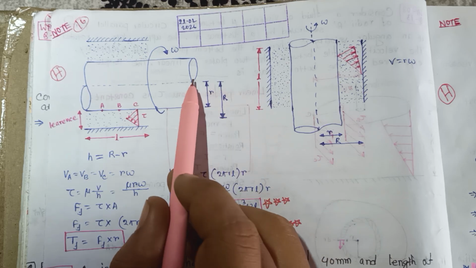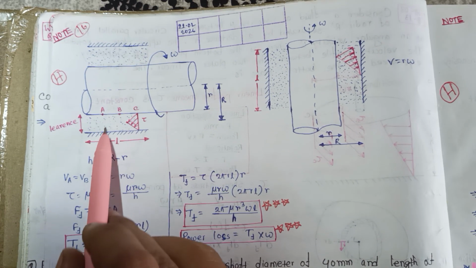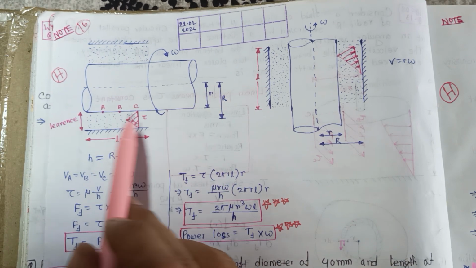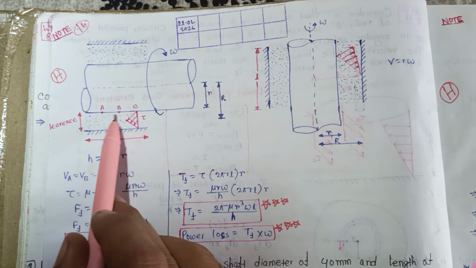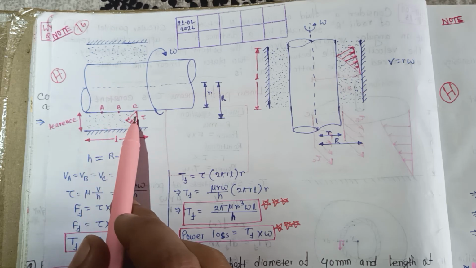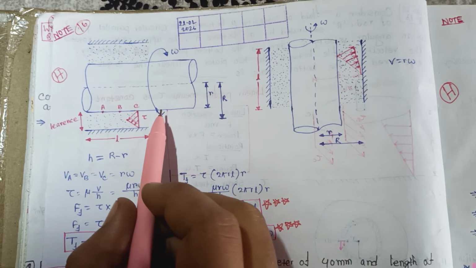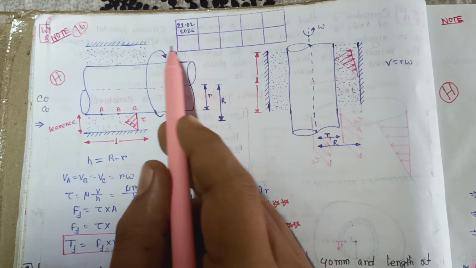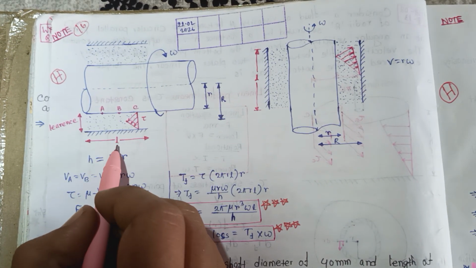From the shaft center line to this wall, the distance is capital R. And from this wall to the shaft outside diameter, this is known as clearance. And the angular velocity is omega, and this length is small l.